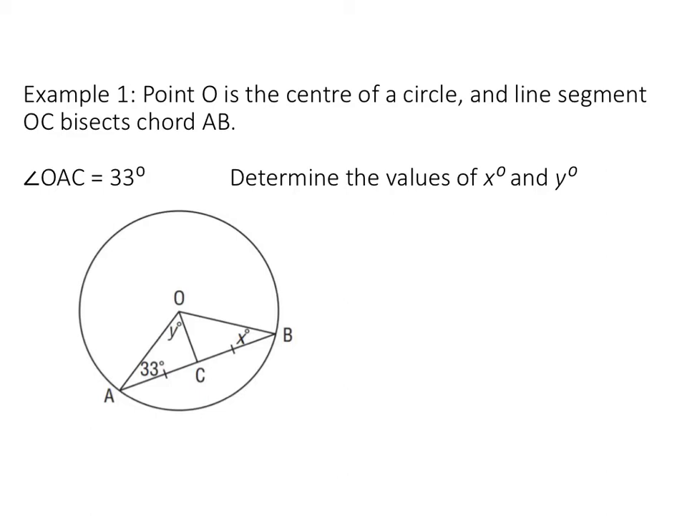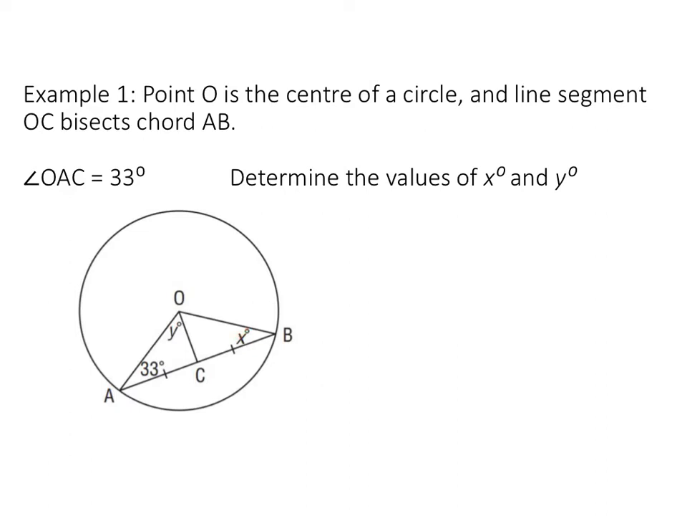Point O is the center of a circle, okay, and line segment OC here bisects chord AB. And they've shown us that with these little tick marks. They've shown us AC here is the same length as BC here. Okay, perfect. They tell us that angle OAC equals 33 degrees. OAC. So that means this angle here is 33. Okay, they've labeled it for us. Perfect. Determine the values of X degree and Y degree. So I'm trying to find this angle here and this angle over here.